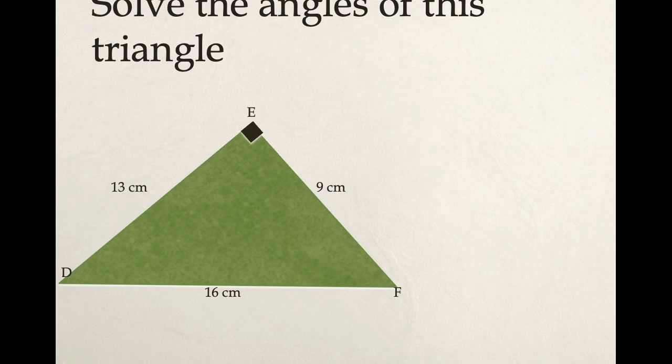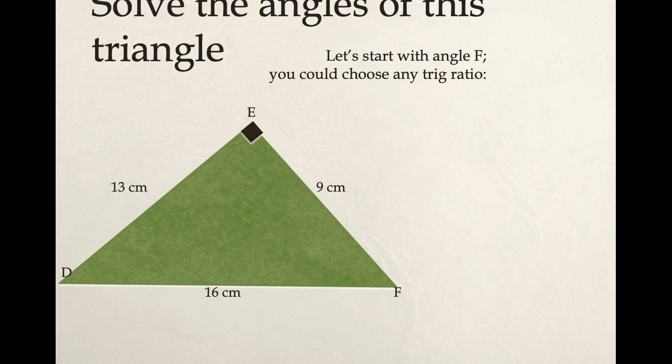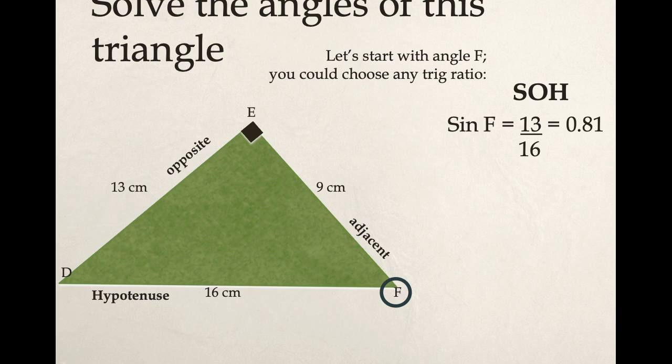So here's another example where I've given you only the side lengths of this right angle triangle. In this case, let's just start with angle F, and we're going to label our sides accordingly. And we're going to use SOH. We're going to do all of them, but let's use SOH. If we're going to use SOH, we're going to do the opposite over the hypotenuse, which gives us that the sine of F is 0.81. However, we don't want 0.81, nor do we want the sine in front of the F. So we're going to inverse it. We're going to inverse the 0.81, and we're going to get that the actual angle F is 54 degrees.